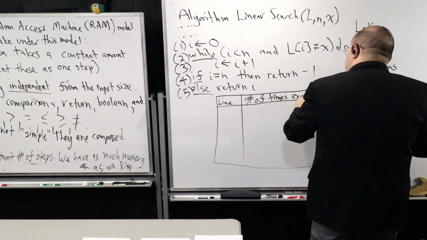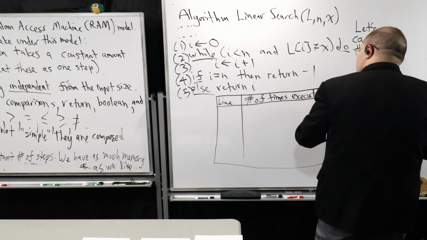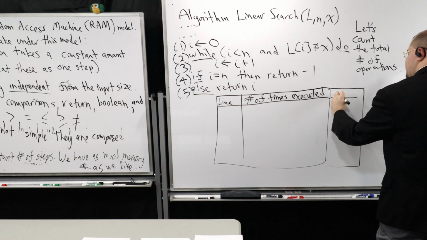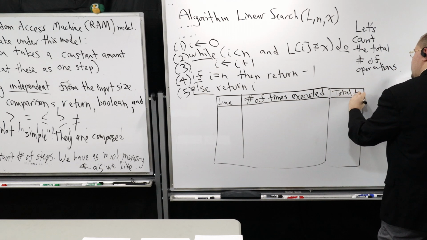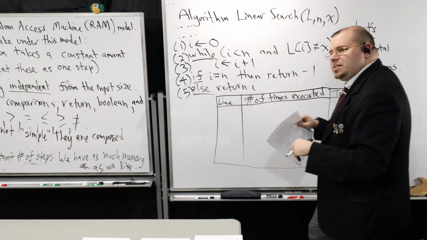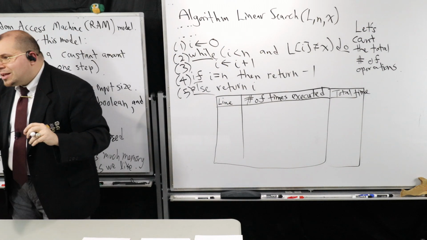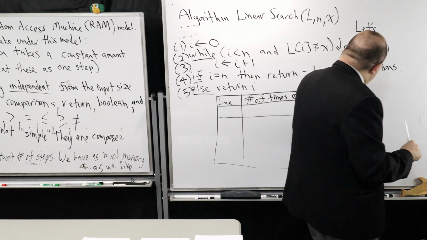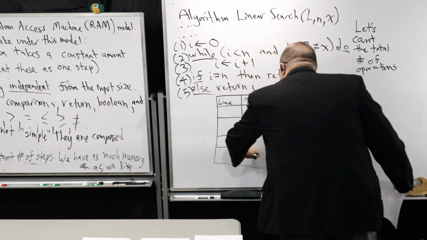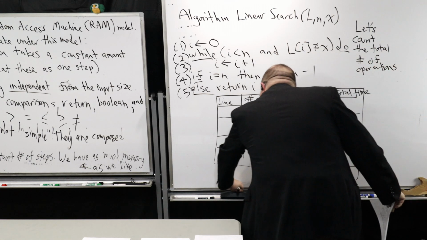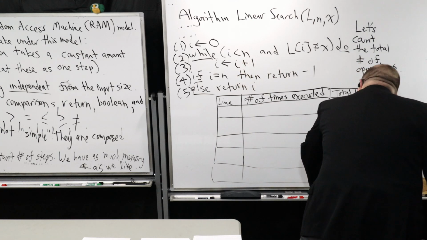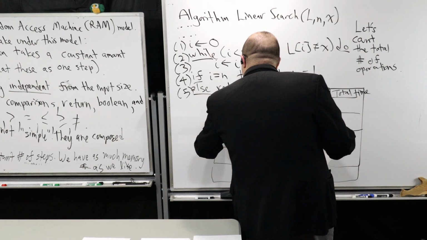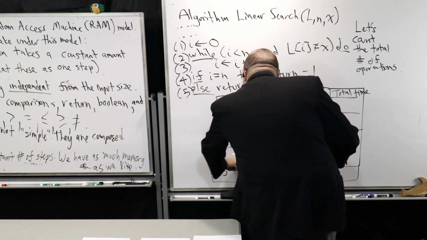The first column is going to be line. The second column is going to be number of times executed. And the third column is going to be the total time. I just want to make sure I get through this because I want to make sure I show you this right. Anyways, I have 5 lines. Oh man, I'm going to need to make another row. I have line 1, line 2, line 3, line 4, and line 5.